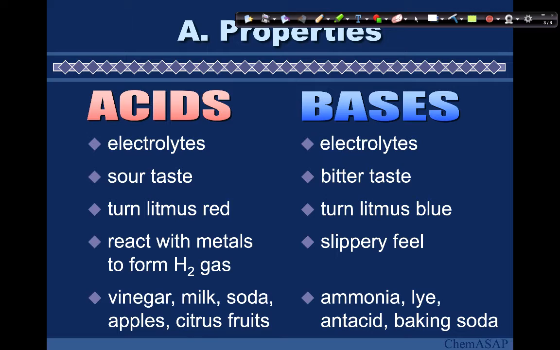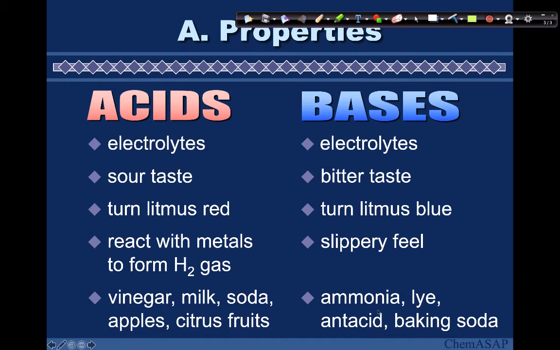Now, if we were going to test to see if it's an acid or base, we can use various indicators. We can also use a pH probe. We could also use litmus paper. If I were to have an acid and put litmus paper into it, it turns red. If it's a base, it'll turn blue. Now, bases have a slippery feel to them, and a lot of them can be found in cleaning products.